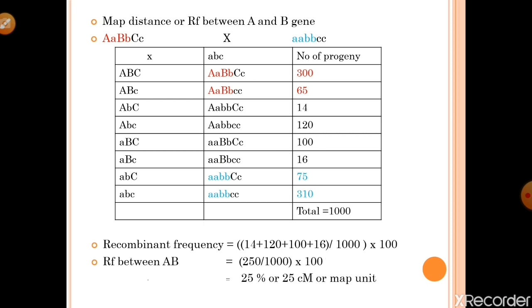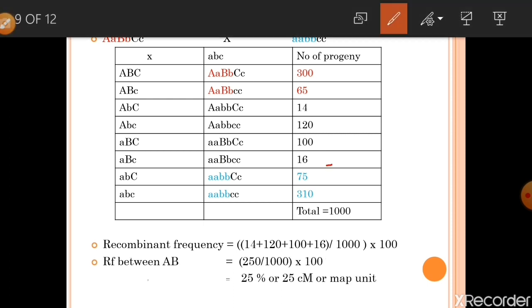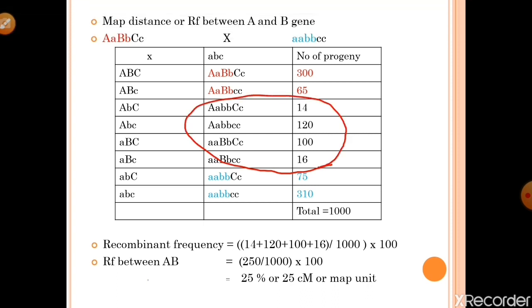So in this case these 4 are considered as the recombinant offspring because it is not having the similar phenotype of the parent. So the recombinant frequency between A and B equal to 14 plus 120 plus 100 plus 16 divided by 1000 into 100. So the recombinant frequency between A and B is equal to 25% or 25 map unit.